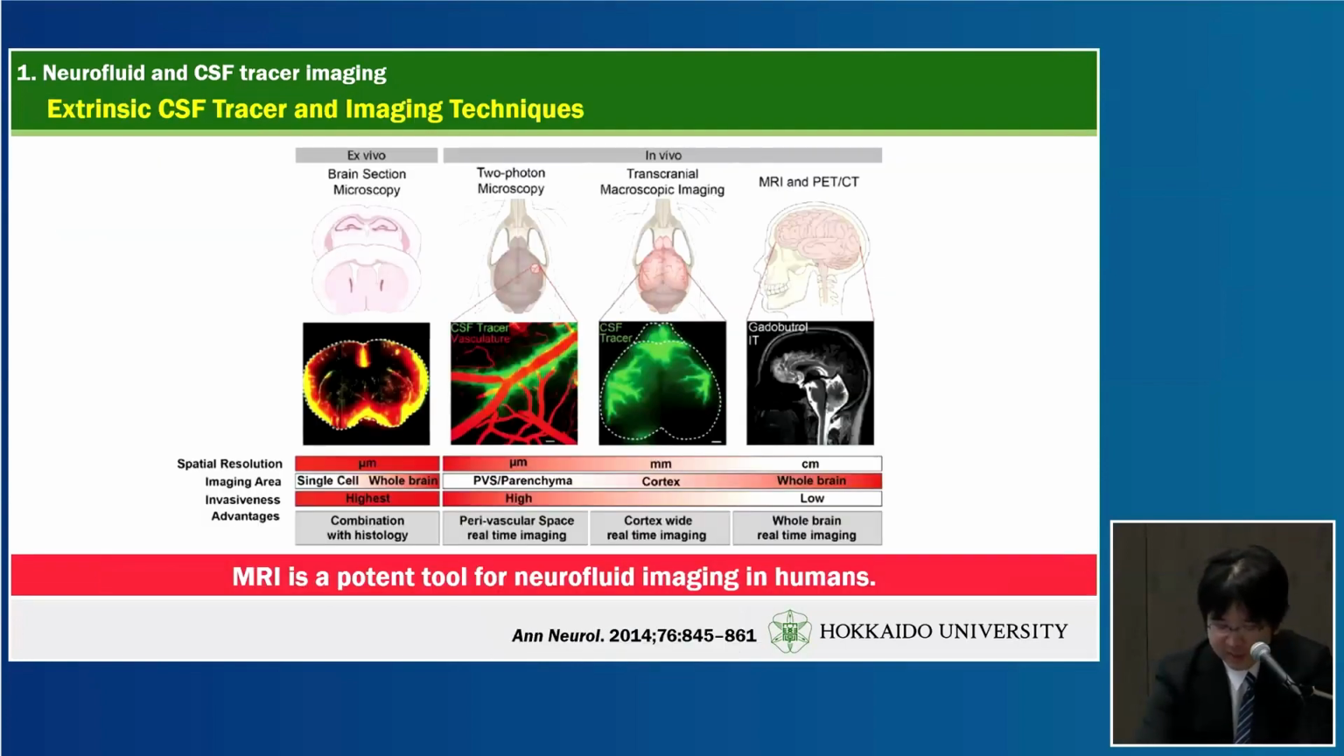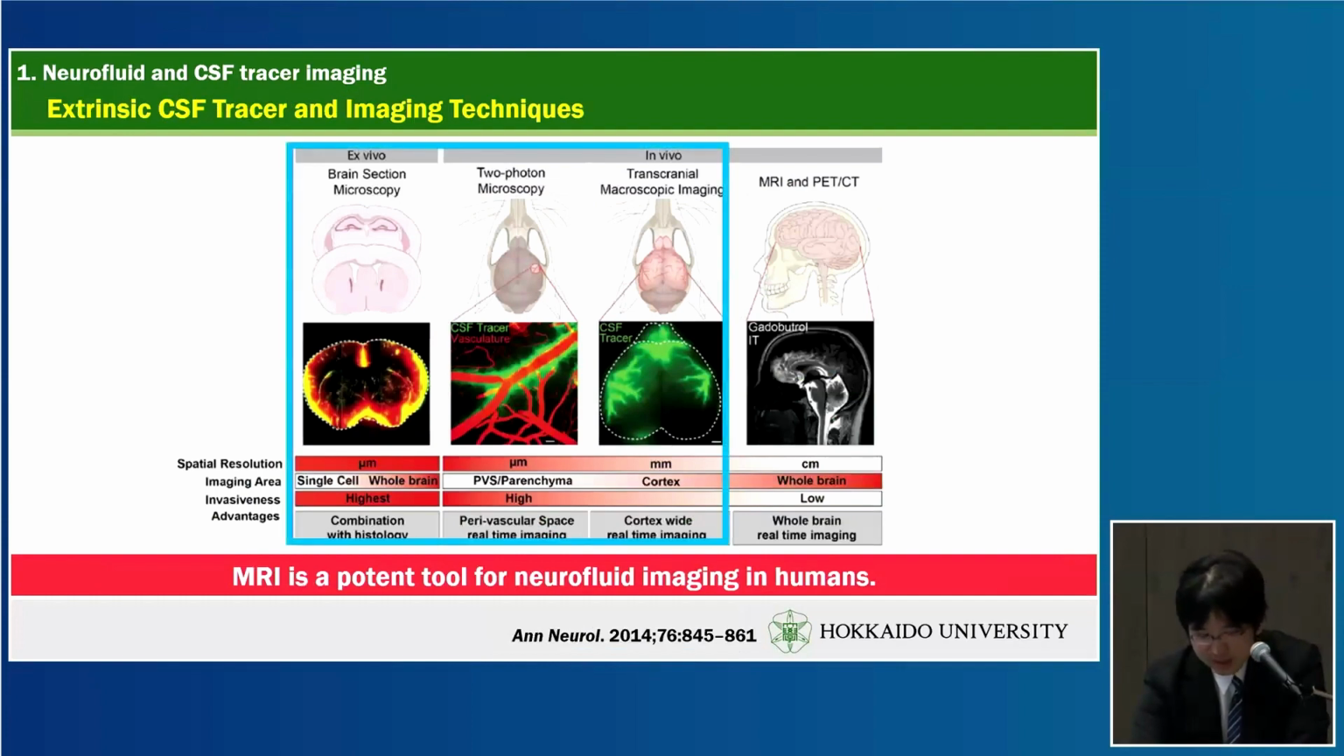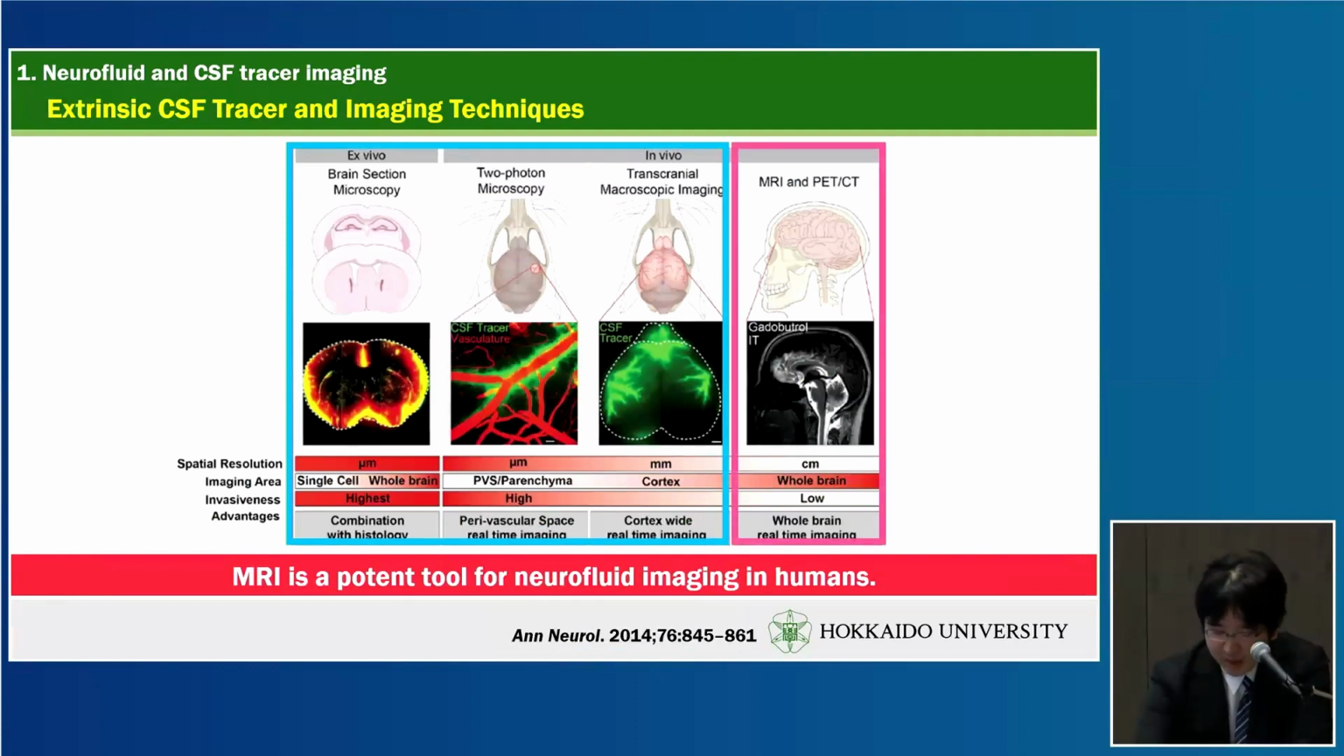To visualize such CSF dynamics, many researchers in experimental biology inject a fluorescent protein into the CSF as a water tracer. This method is good, but it's not ideal for human use because of its invasiveness. In contrast, clinical MRI is non-invasive and uses protons for imaging, which makes it an excellent choice for live neurofluid imaging in humans.